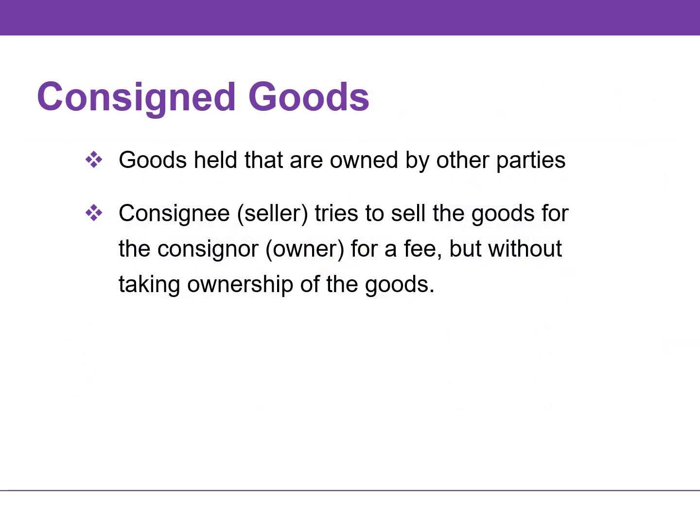In some lines of business, it is common to hold the goods of other parties and try to sell them for a fee, but without taking ownership. These are called consigned goods. For example, you might have a car that you would like to sell. If you take the car to a dealer, the dealer might be willing to put the car on its lot and charge you a commission if it is sold. Under this agreement, the dealer would not take ownership of the car. The car still belongs to you. If an inventory count were taken, the car would not be included in the dealer's inventory because the dealer does not own it.